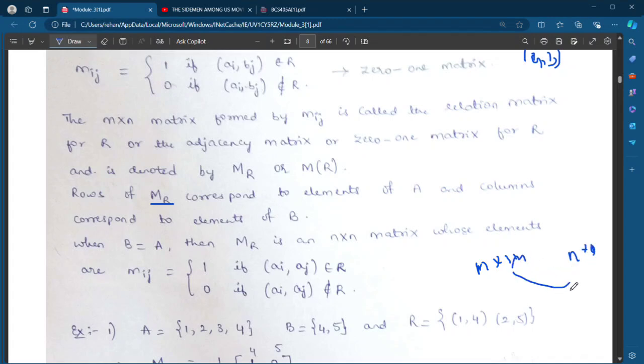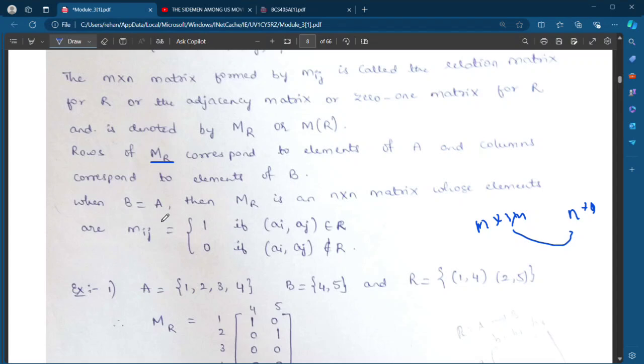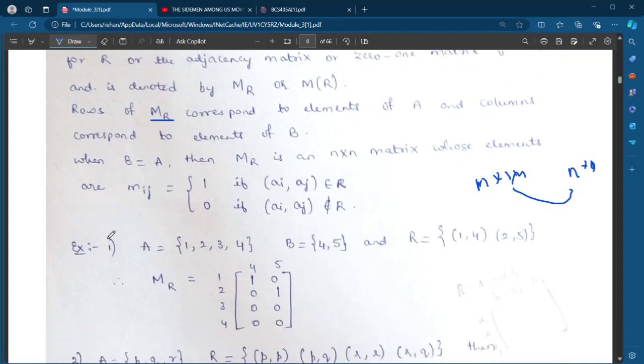Rows will be the number of m's and columns will be the number of n's, as they are saying. When B is equal to A, both the matrices are equal, then M_R is an n cross n matrix whose elements are m_ij equals 1 if (a_i, a_j) belongs to R, and 0 if it is not.